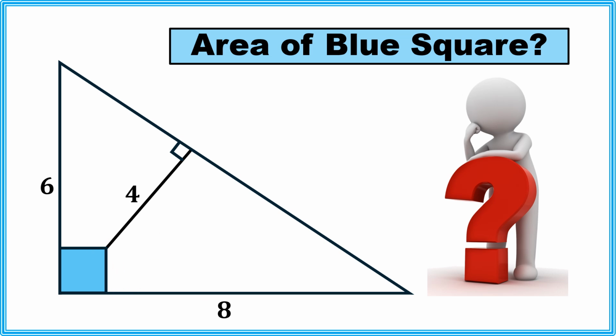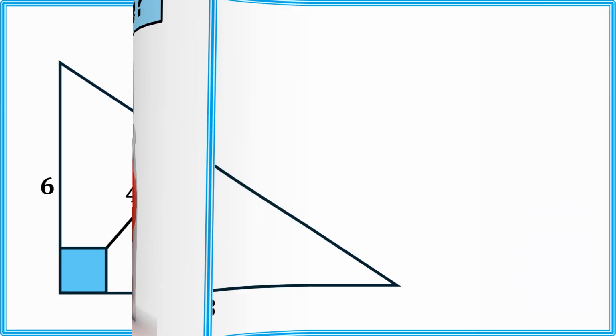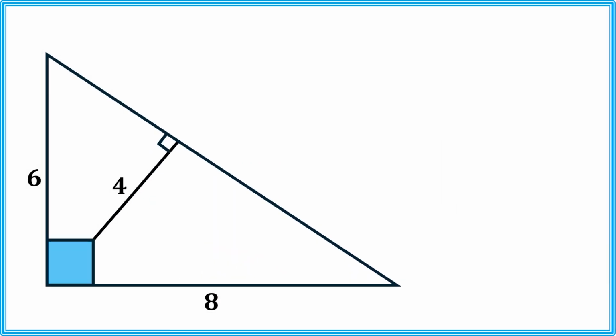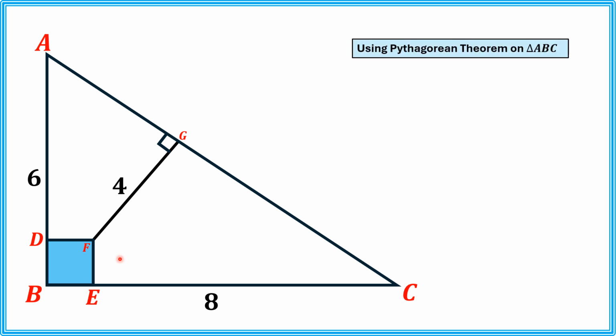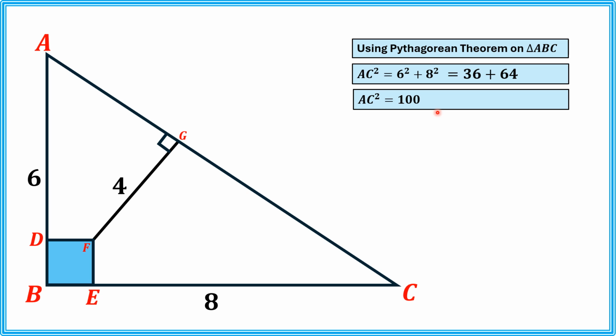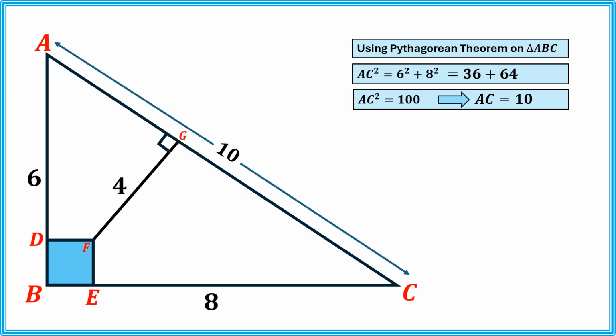Let's move toward the solution. First of all, we label some important points of the figure. Let's use the Pythagorean theorem on triangle ABC. Then AC square is equal to 6 square plus 8 square, that is 36 plus 64, and AC square is 100. Taking square root on both sides, we get AC length as 10 units.